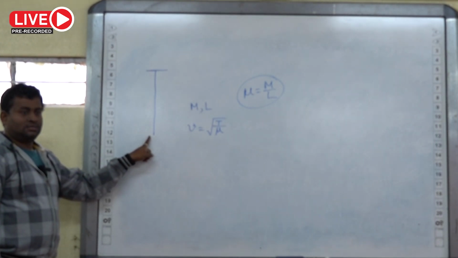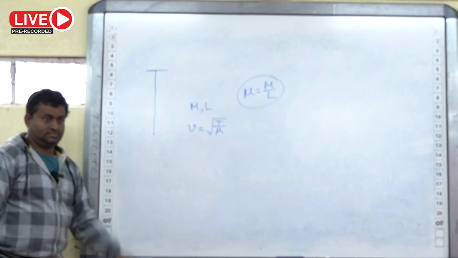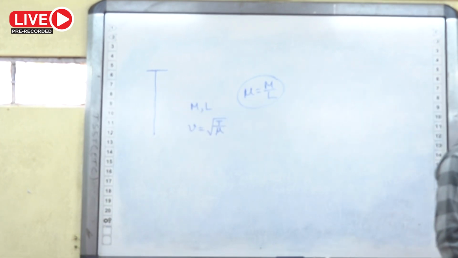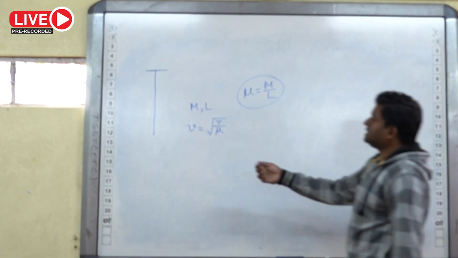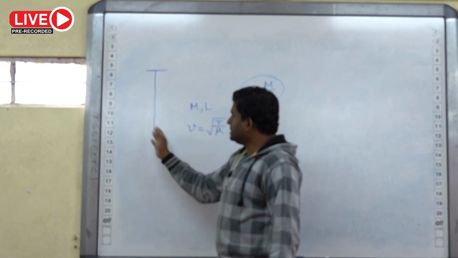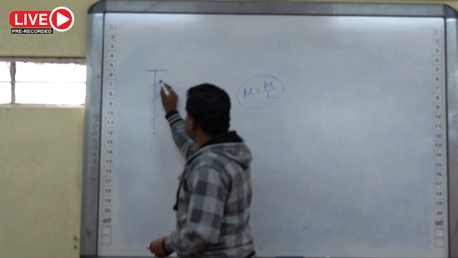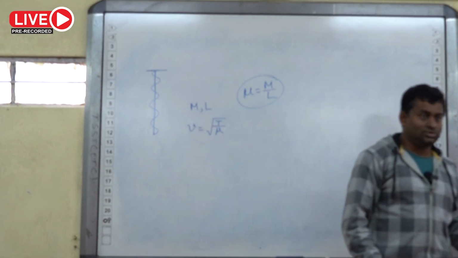How long will the wave take to reach the top? The length is L. You are producing a certain jerk like this, such that this transverse wave propagates. How much time will this wave take to reach the top?